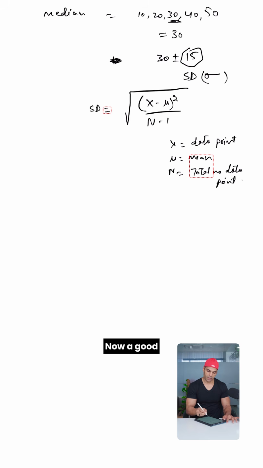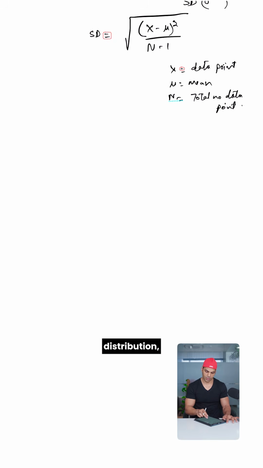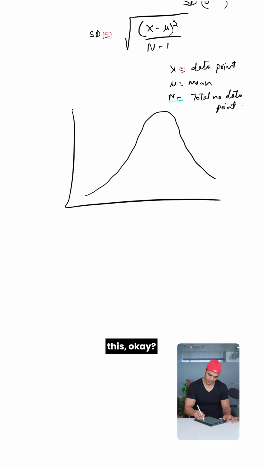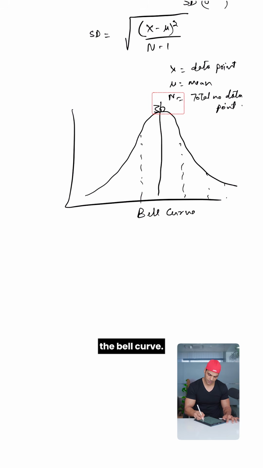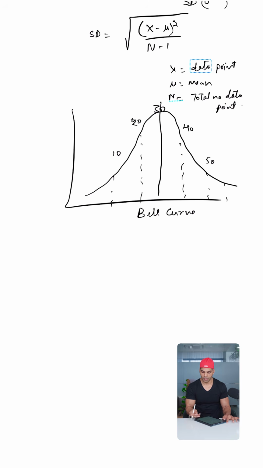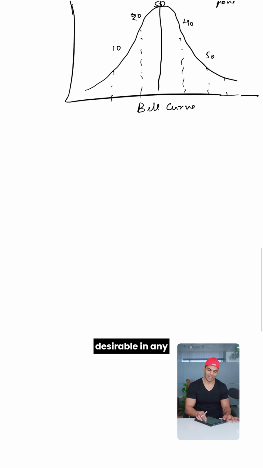Okay, now a good distribution of data would look something like this. This is referred to as the bell curve. So imagine if this mean was 30, then you would have values on either side of the bell curve, and you would see values like 40 here, 20 here, 10 here, and 50 here, right?